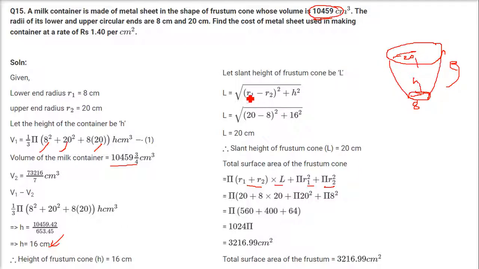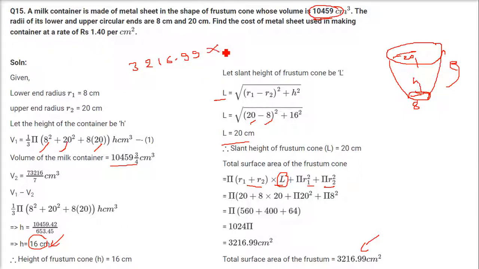Now we'll use the formula of slant height to find out the slant height. R1 minus R2, 20 minus 8, and this is height, so 16 square. L will come as 20. So just put in here 20. Everything is known. It will be 3216.99. If this is the answer, total surface area, we have to find out the cost.